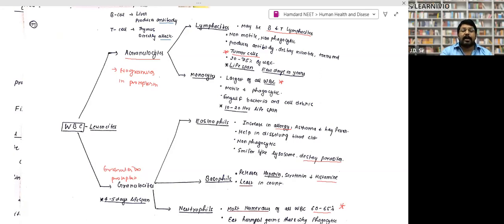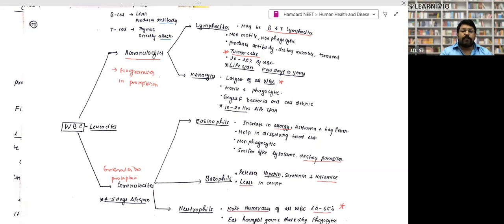That question has been asked: which of the following cells is responsible for killing the tumor cell? Our body has a fighting mechanism against tumor cells. So lymphocytes are responsible to fight against tumor cells. 20 to 25% of WBC are lymphocytes. Their life span is a few days to years.